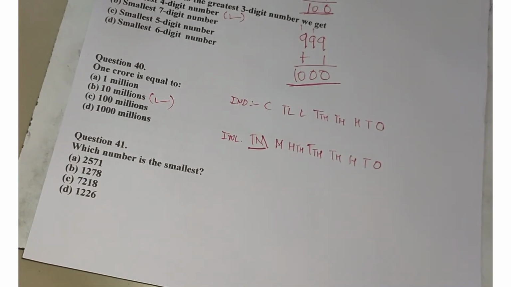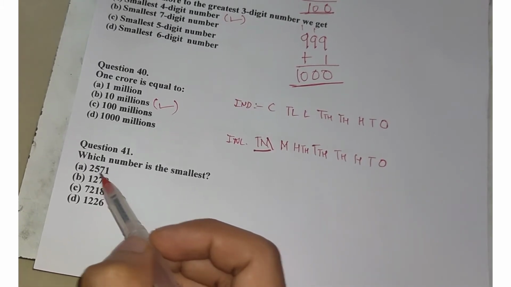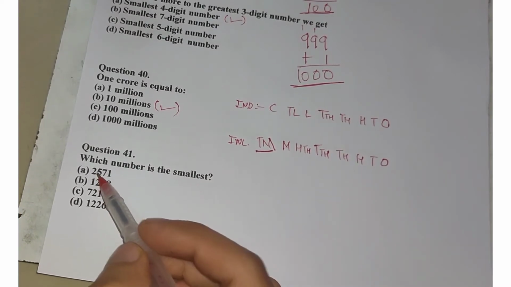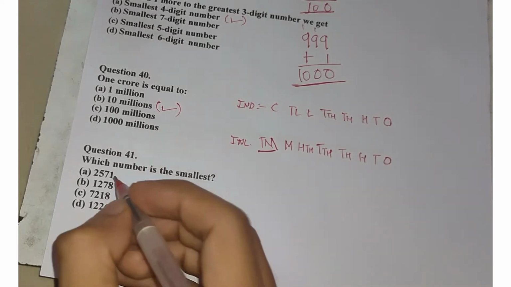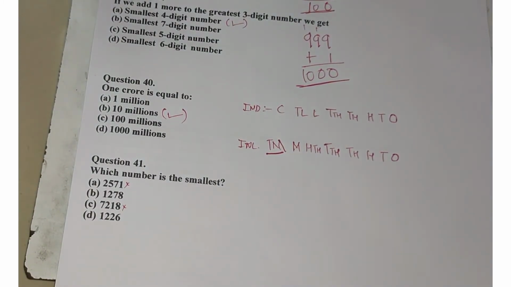Question number 41. Which number is the smallest? Again, we are asked which number is the smallest. First, we check that all the numbers are 4-digit. Fine. Next, we check the digit at the thousands place: here 2, 1, 7 and 1. In comparison with 2, 1, 7, 1, 1 is repeated twice. So among 1, 7 and 2, the smallest number is 1. So we neglect the 2 and 7, as they are greater. We want the smallest one.